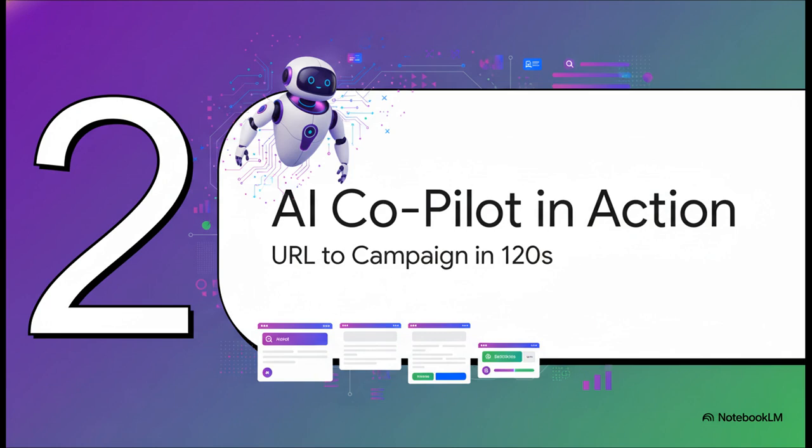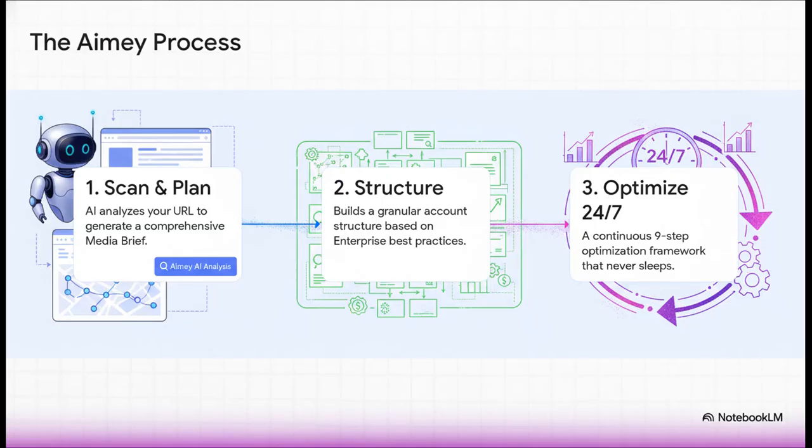So you're probably wondering, okay, that sounds great, but how does it actually work? Well, get this. Aimey can build a complete professional-level campaign just from your website URL in about 2 minutes. Let me show you how that's even possible. It really breaks down into 3 simple but super powerful steps.